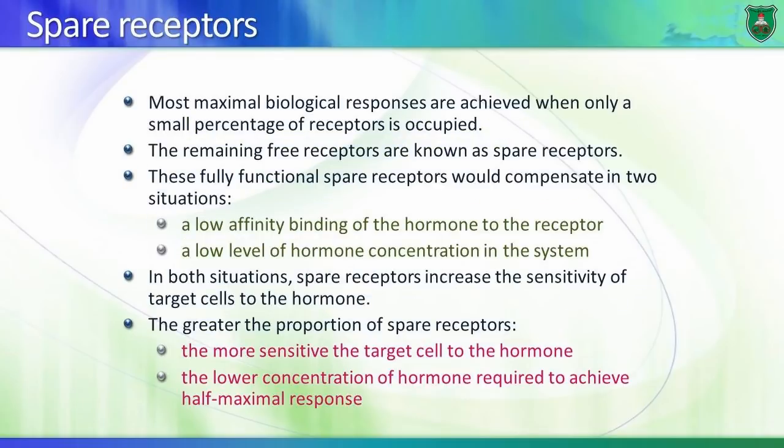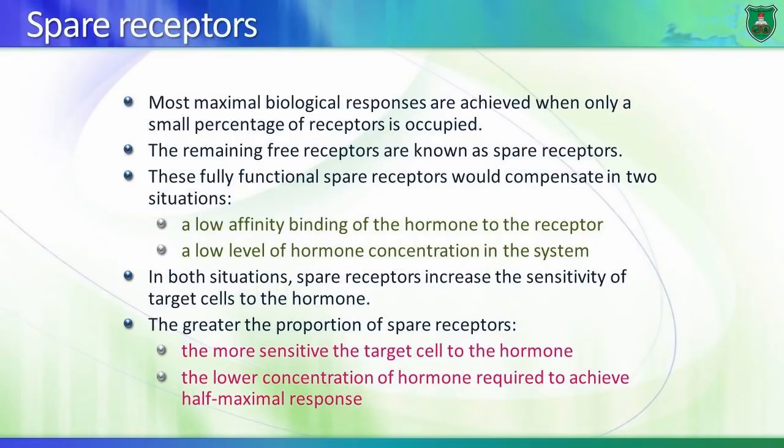This is an important concept right here. Spare receptors. These are receptors that are put on the side just in case. Now, receptors do not get saturated. There are always free receptors, whether on the cell surface or inside the cell. So not all of them are occupied by hormones. So these are known as spare receptors.